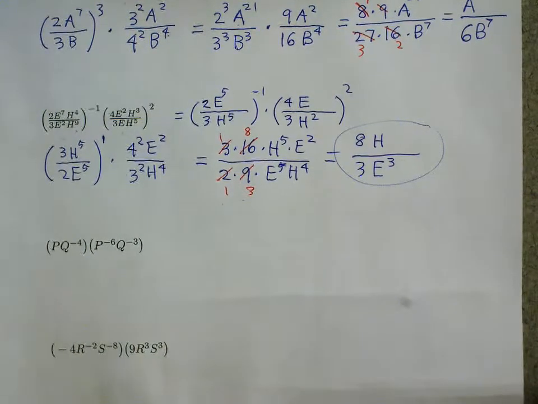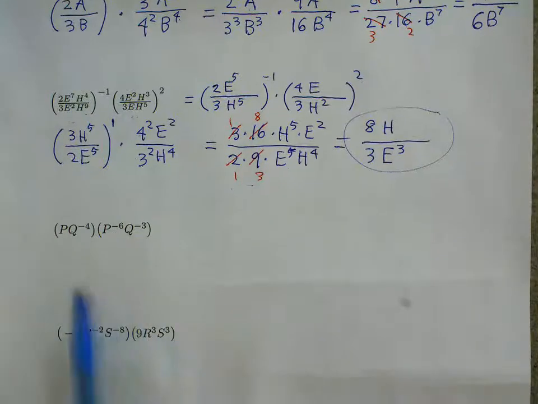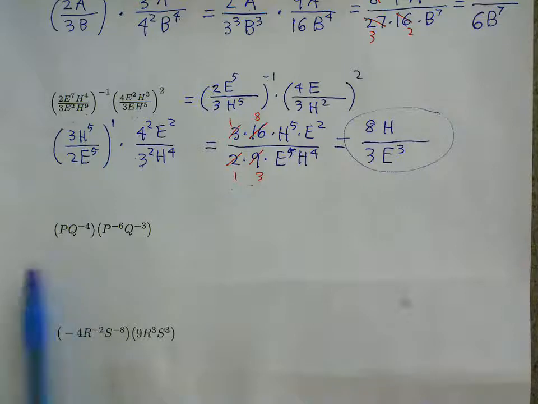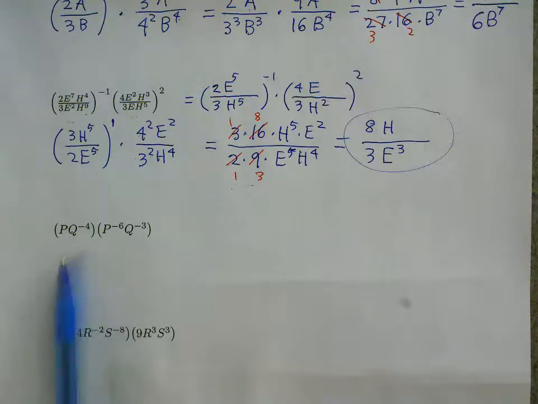Okay, we're about out of time. The two that we didn't finish are easier. All you have to do is apply the product rule and then negative exponents too. Okay, so we're out of time for today.